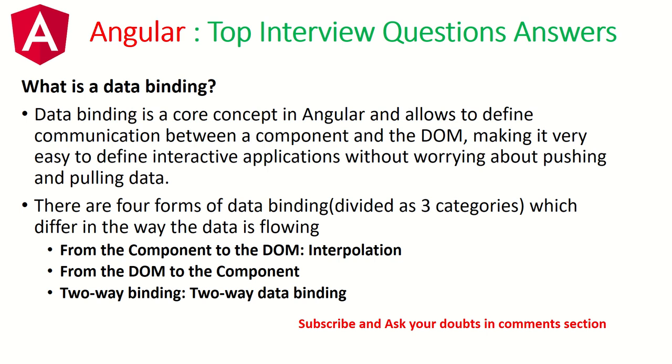We will see them in detail in the next sections, but for now, understand what is data binding and what are the different forms. Data binding is a concept to connect component to DOM and DOM to component. There are three main categories: from component to DOM connection, from DOM to component, and then two-way data binding. Let's see them in detail.